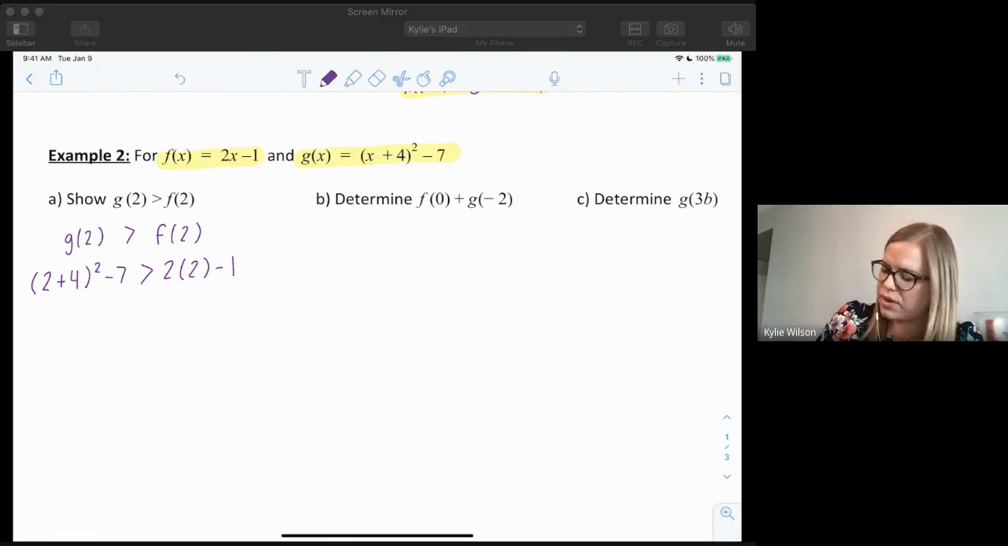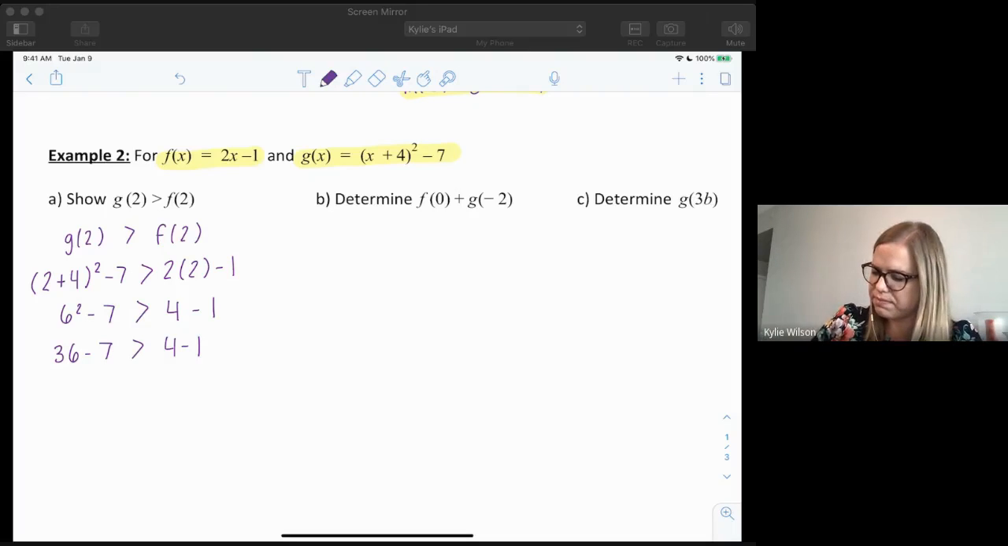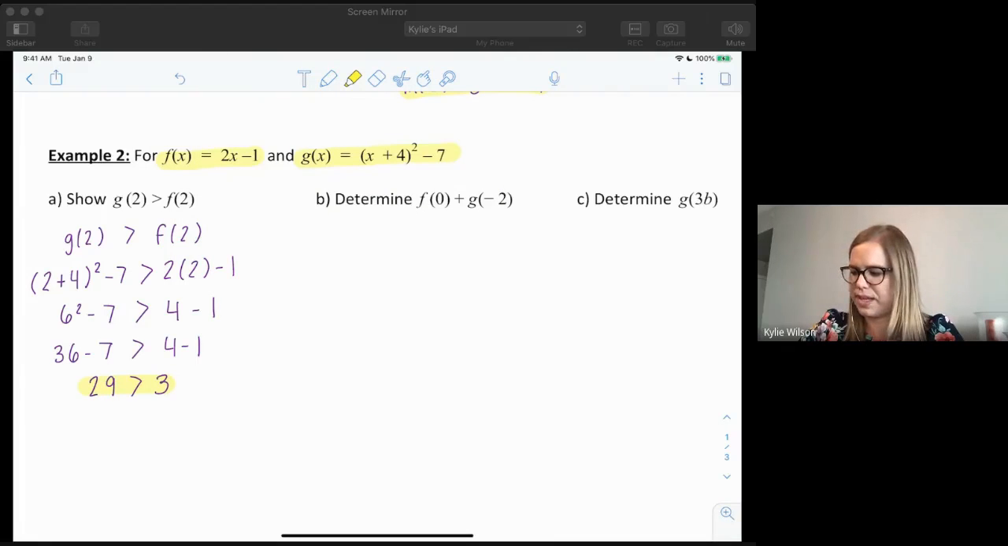Okay, and now I'm just going to simplify those, and we don't want to move things across that greater than sign. Just keep simplifying each on either side. So we're going to do the brackets first. So we'll have 6 squared minus 7 is greater than 4 minus 1. So over here we'll have 36 minus 7 and 4 minus 1. And 36 minus 7 is going to give us 29 is greater than 3, which is true. So that means we have done it correctly. And again, you don't need to show all of these intermediate steps. I just want to make sure everyone knows where everything's coming from.